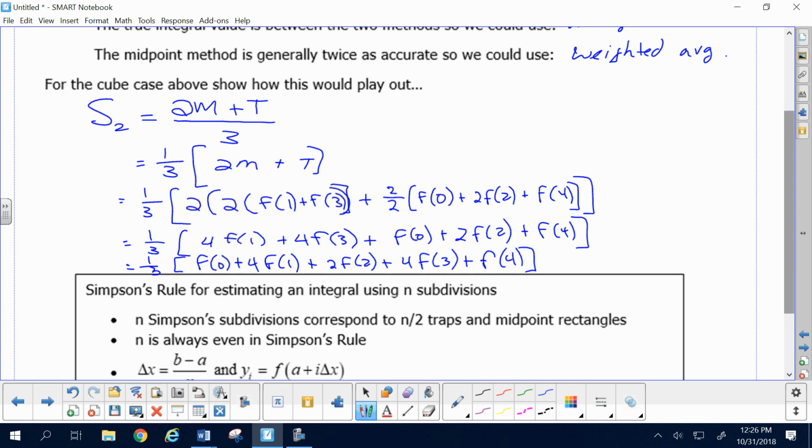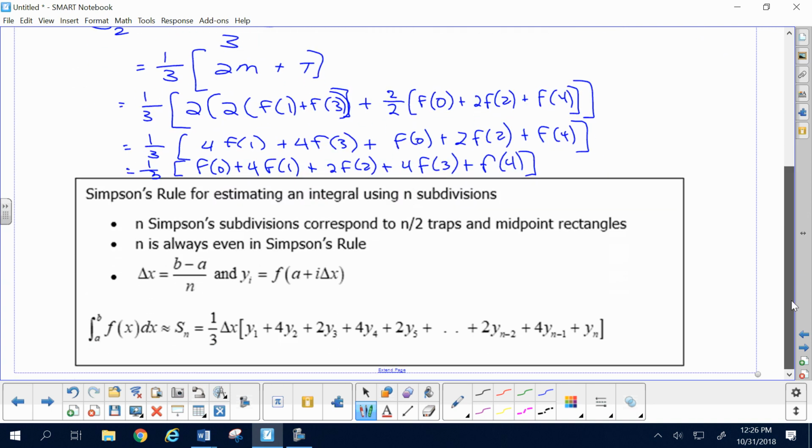The idea is that you have a third out front. That comes from the weighted average part of it, 2 midpoints plus 1 trapezoid. The delta x is pretty common. It doesn't really show up in here because it got kind of lost in the mix, but it's delta x.